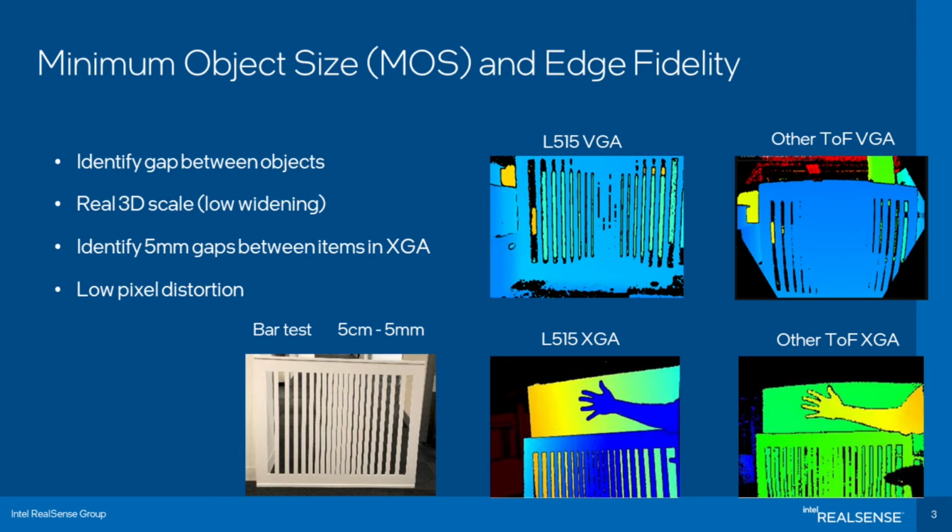The advantage of high resolution and minimum detectable object size is demonstrated in the bar test. You can clearly notice the 5 mm gap between the bars at 1 meter distance. Applications like picking and measuring will benefit from the high edge fidelity.